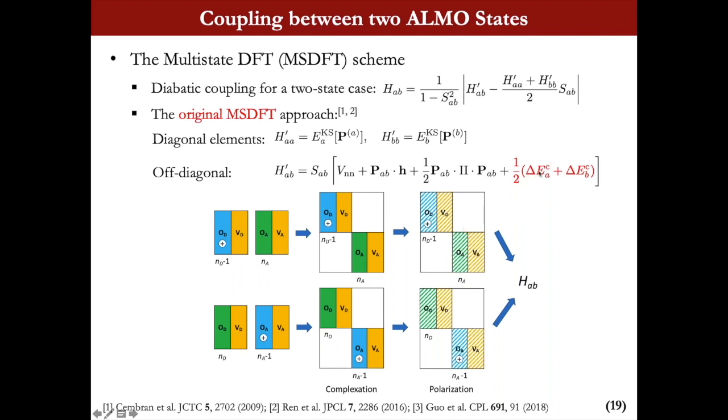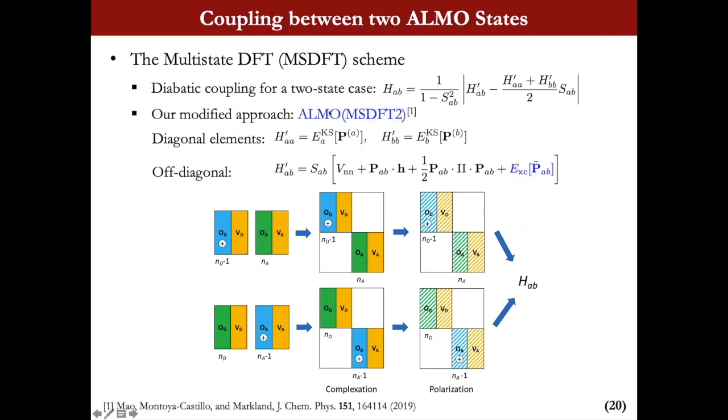However, we found that this method systematically overestimates the diabatic couplings in most of the hole and electron transfer cases. And we proposed a modified approach, which is named ALMO-MS-DFT2. In this method, we use the exchange correlation functional of the symmetrized transition density between each of these diabats to calculate this off-diagonal element. And this method is internally more consistent because in the limit A equals B, you will recover the Kohn-Sham energy of each of the diabats from here.